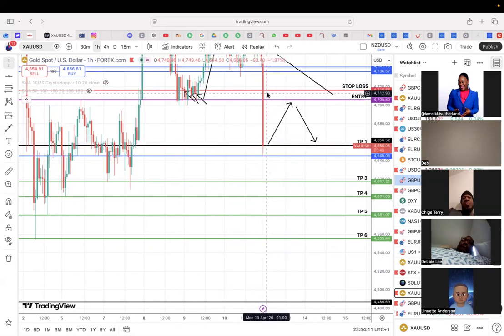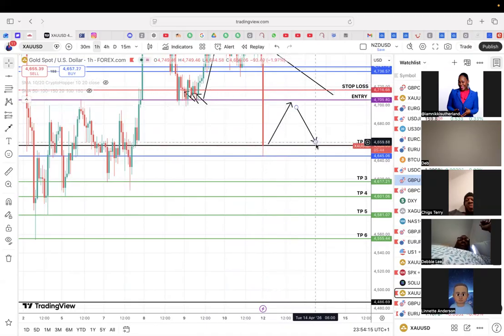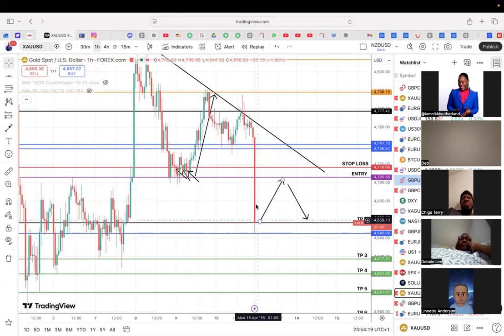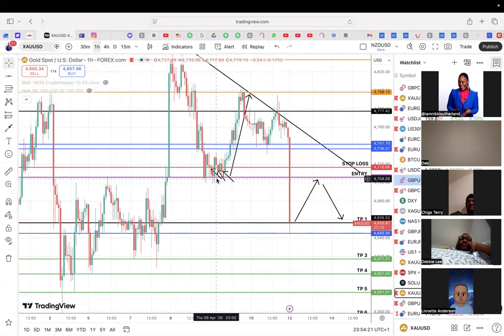We always want the market to pass our entry and come back to it in order to take the sell. If it's a buy, it's the other way around: we want it to go below the buy and come back up to the buy for us to take the buy.